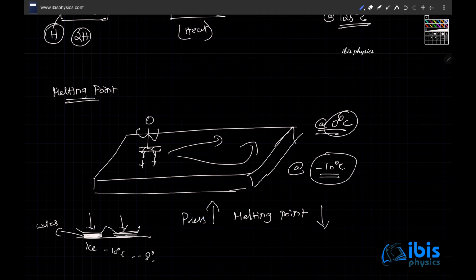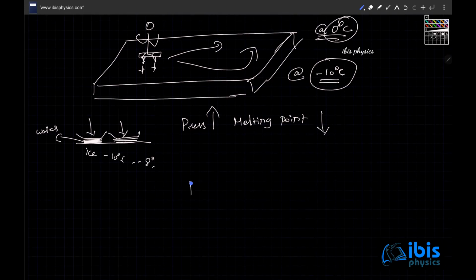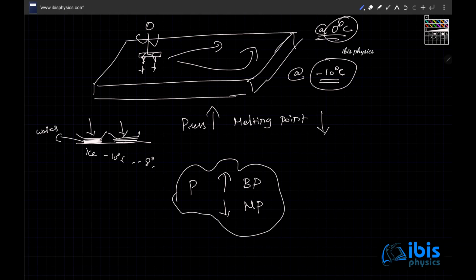So we have just discussed today the change of state and the effect of pressure on the boiling point and melting point. When pressure increases, the boiling point increases and the melting point decreases. So remember that.